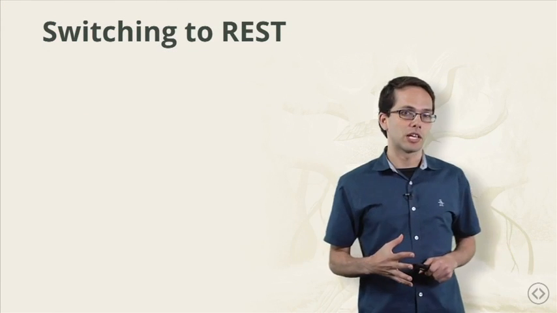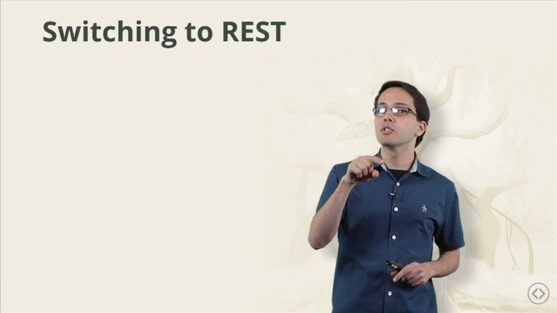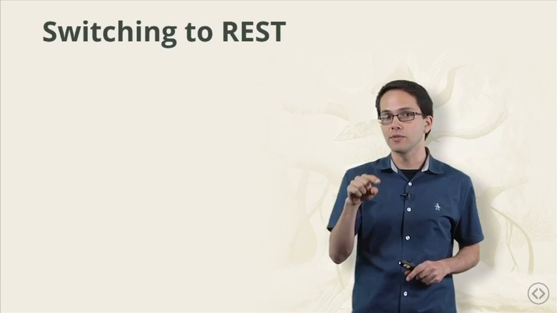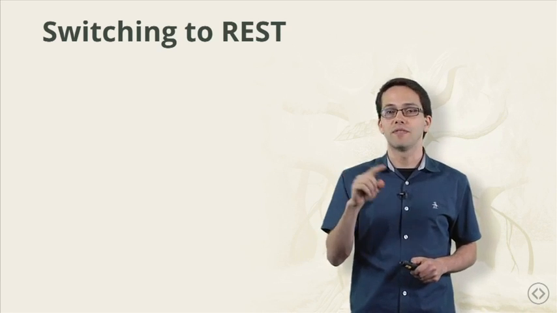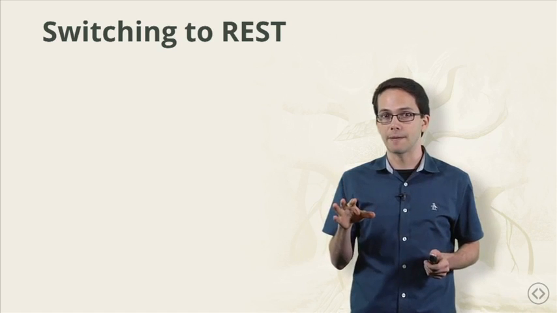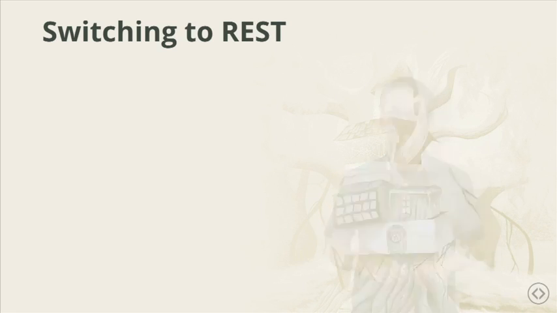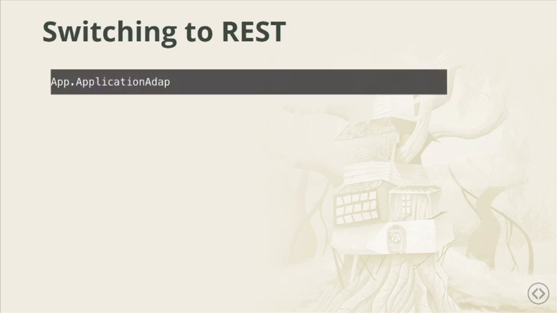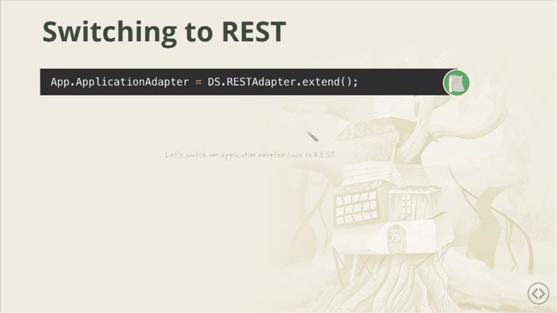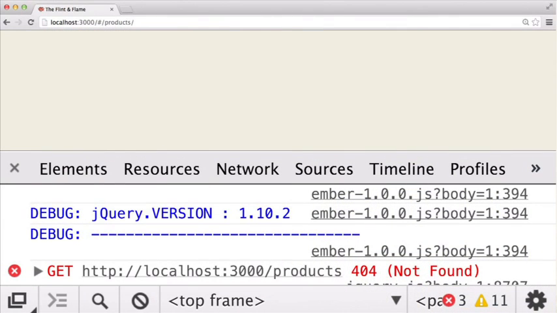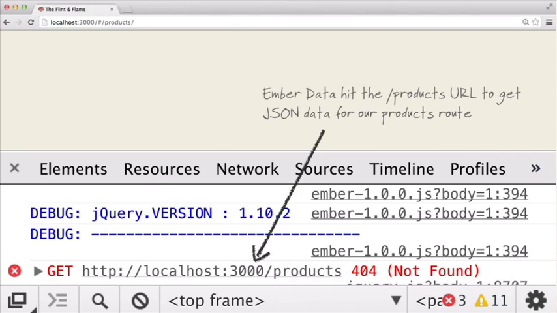Before we set you loose on the challenges, I did promise you I was going to show you how to make RESTful server calls to fetch this product and review data. And it's really simple to get started. All we have to do is set our Ember application adapter to the Ember Data REST adapter. Once we do this and we go back into our browser, we can see that it attempted to do a server request to localhost 3000/products, and it didn't find any JSON data.